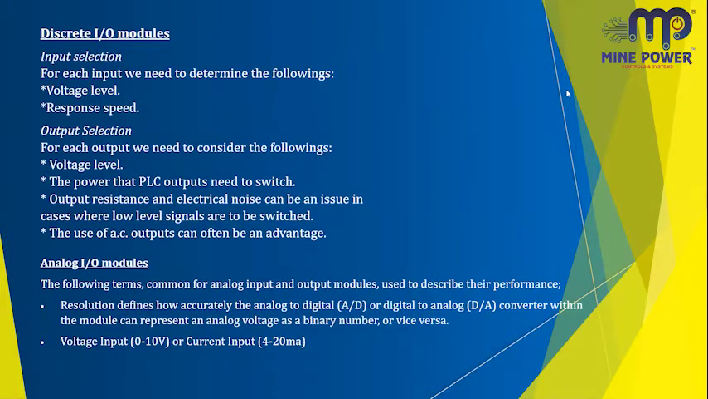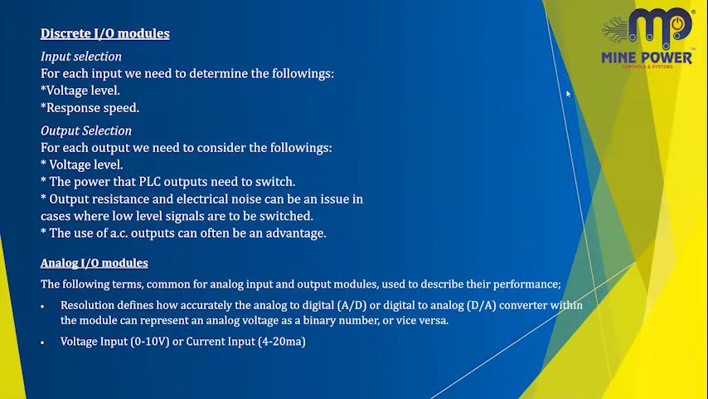Basically, analog input is voltage input of 10 volts or current input of 4 to 20 milliamps only. And then how accurately the analog to digital converter or digital to analog converter within the module can represent an analog voltage as a binary number or vice versa. This is the basic thing in the analog input module.